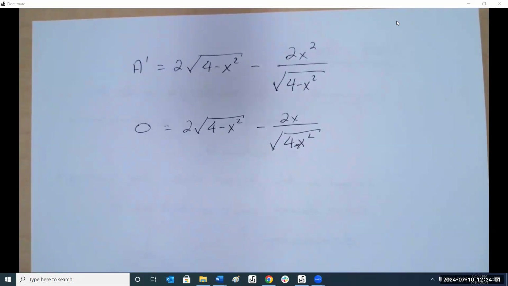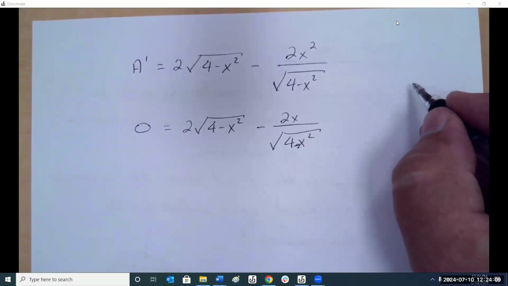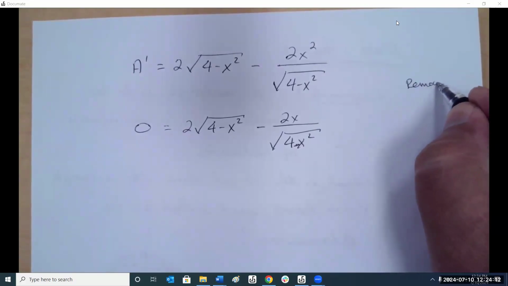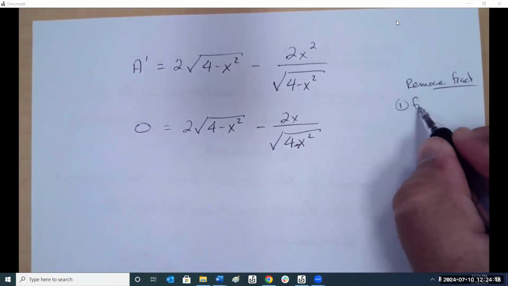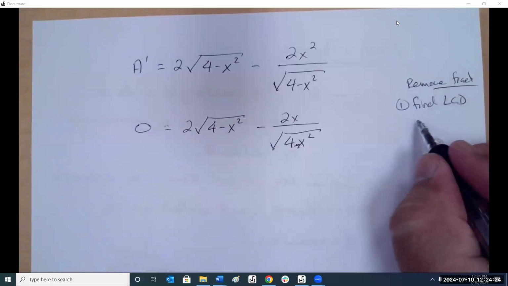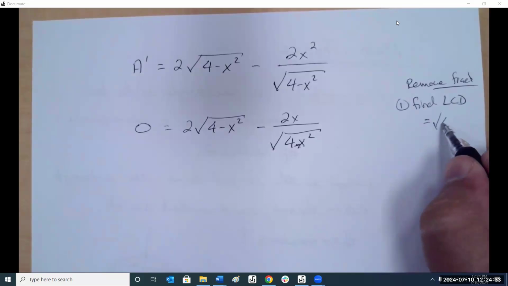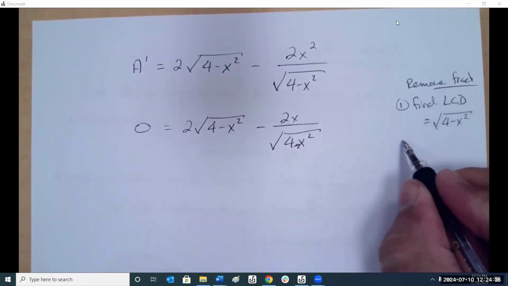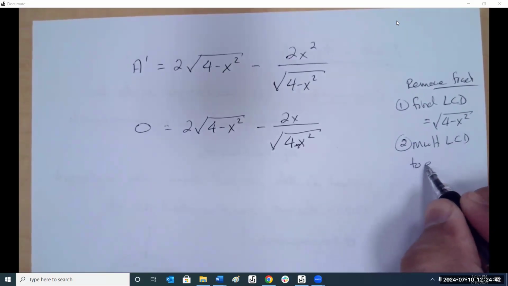In algebra, whenever you have fractions and an equal sign, remove the fractions. First, find the LCD. What is it in this case? What's our LCD? Yeah, it's our only denominator. Multiply the LCD to each term.